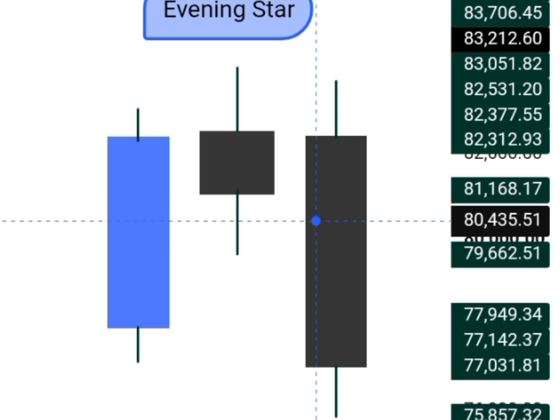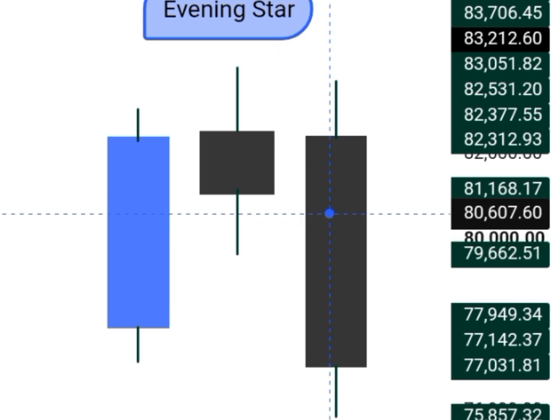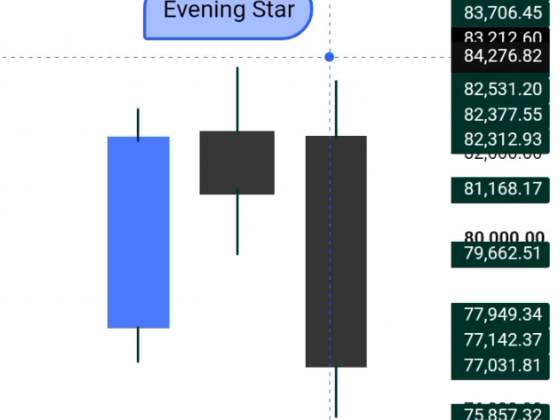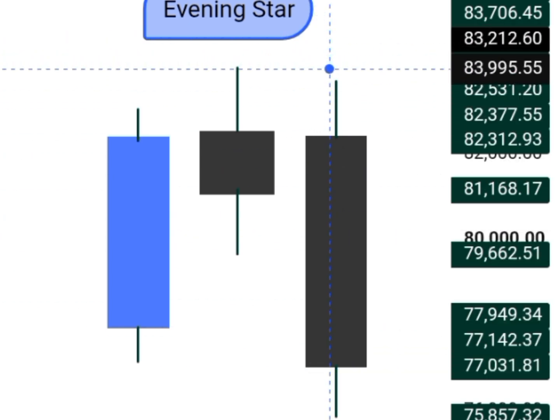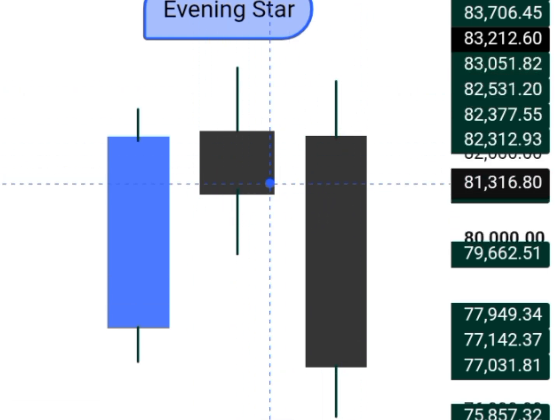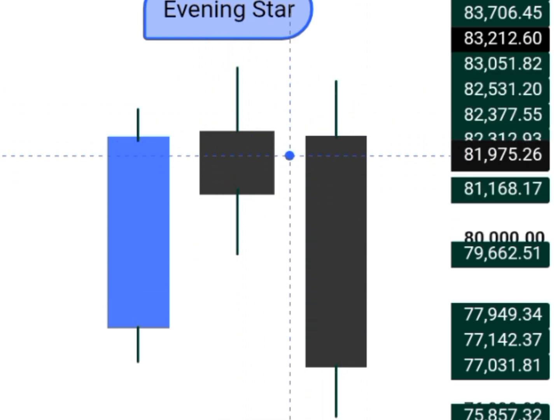So look to sell here. How do you sell? You wait for this candlestick to close. You enter here and put your stop loss above here. Then you target 1 to 2 or 1 to 3, or you target in form of pips, which I think we'll do later. Yeah, so this is the evening star.